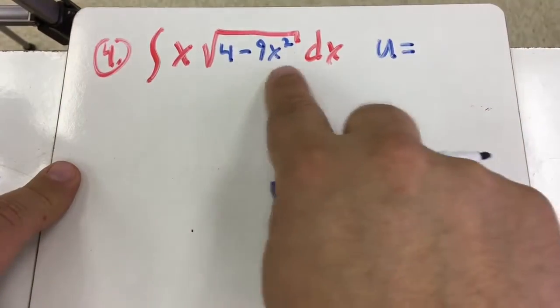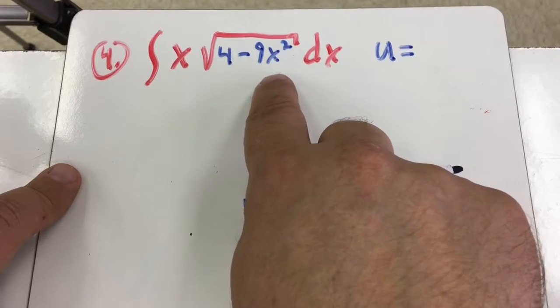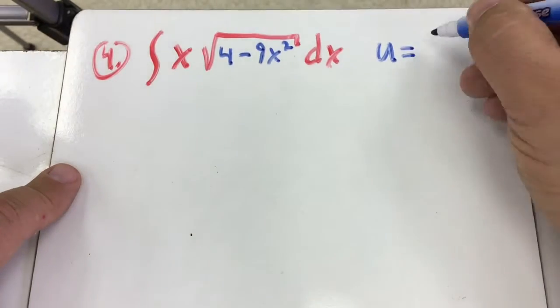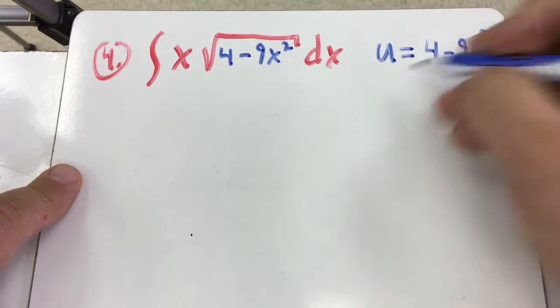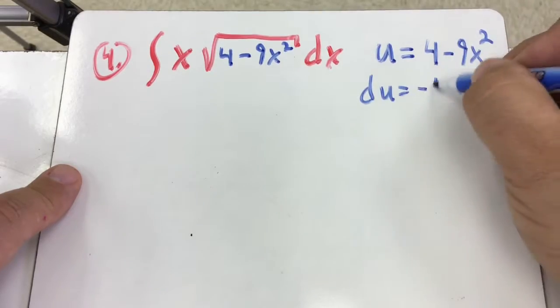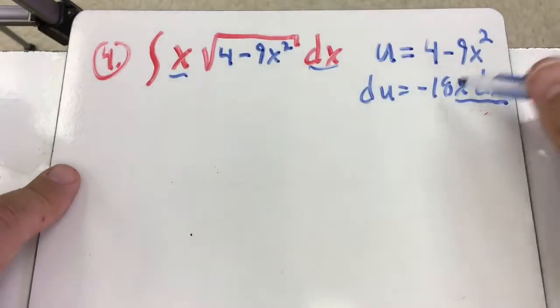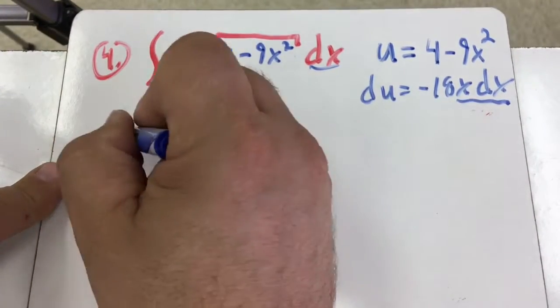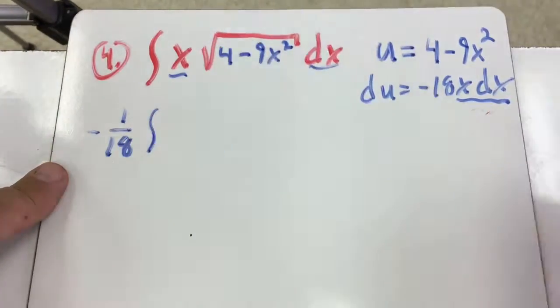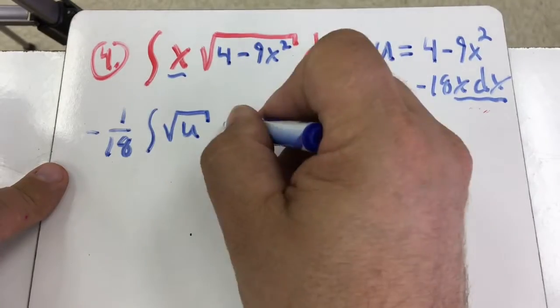Number 4, notice I have it highlighted what I'm going to let u equal. It's pretty apparent when I take the derivative of that, it's going to give me an x, which will cancel out with that x. So I'm going to let u equal 4 minus 9x squared. The derivative of u is going to equal negative 18x dx. And notice the x dx, simplify, x dx, it leaves me with that negative 18. And remember, we bring that out front. Don't forget the negative, new integral of the square root u du.